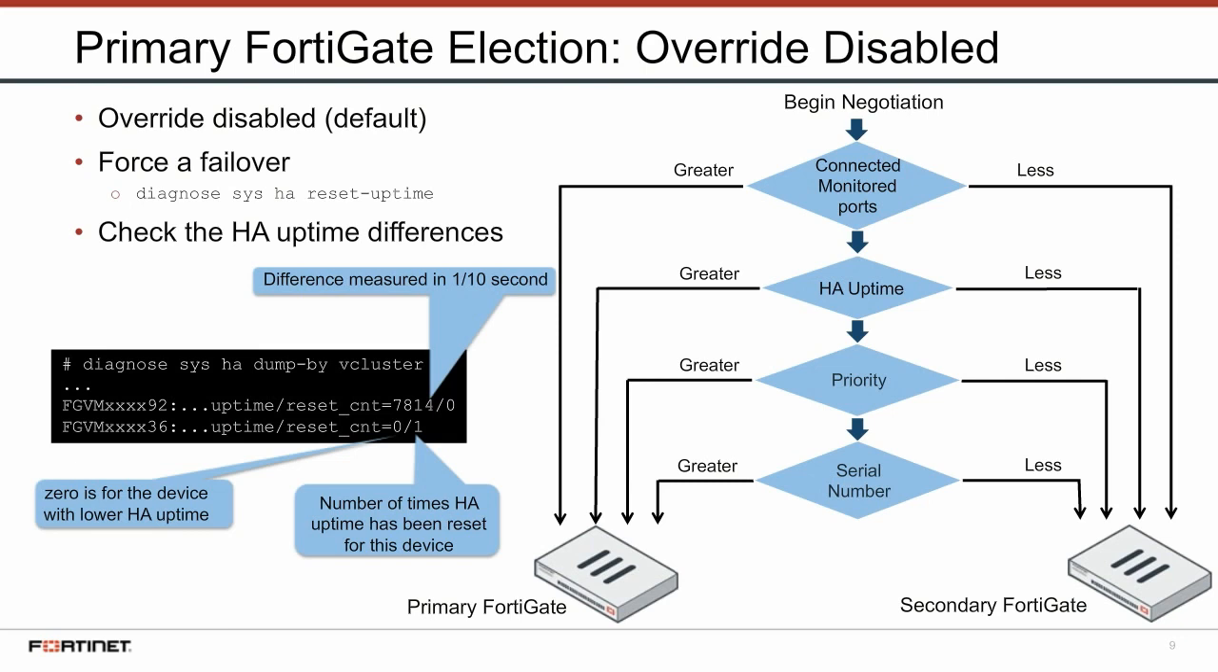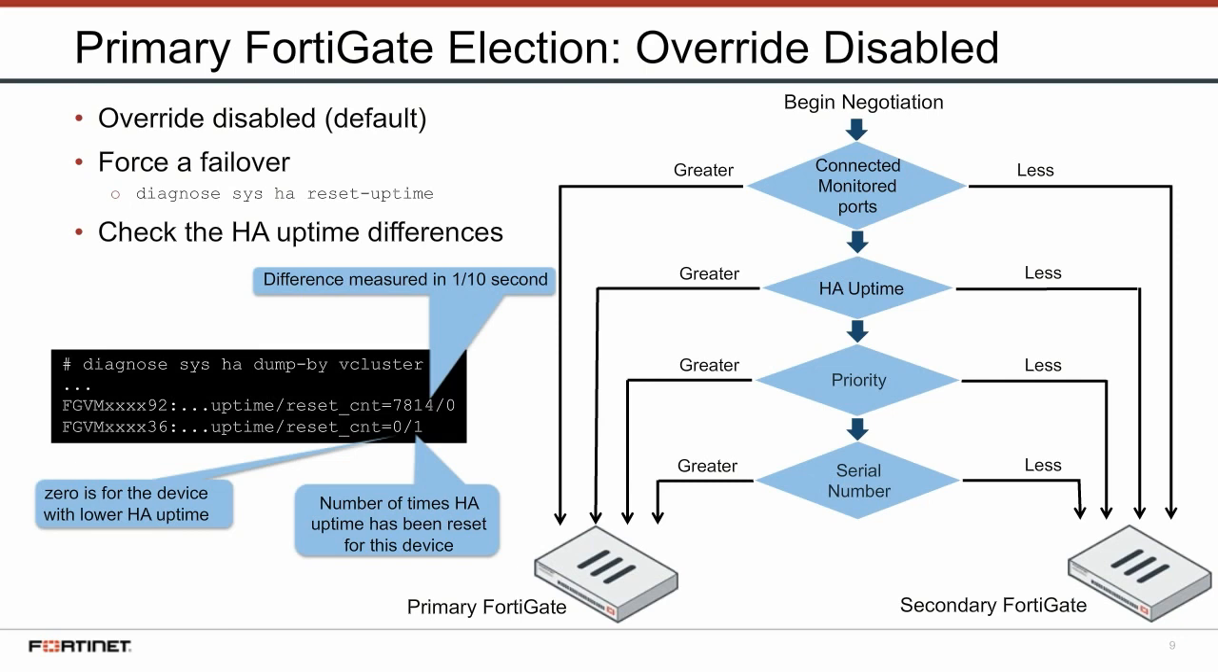1. The cluster first compares the number of monitored interfaces whose statuses are up. The FortiGate device with the most available monitored interfaces becomes the primary. 2. The cluster compares the HA uptimes of the individual devices. If the HA uptime of a device is at least 5 minutes more than the HA uptimes of the other FortiGates, it becomes the primary. 3. The FortiGate with the configured highest priority becomes the primary. 4. The cluster chooses the primary by comparing the serial numbers. When HA override is disabled, the HA uptime has precedence over the priority setting.